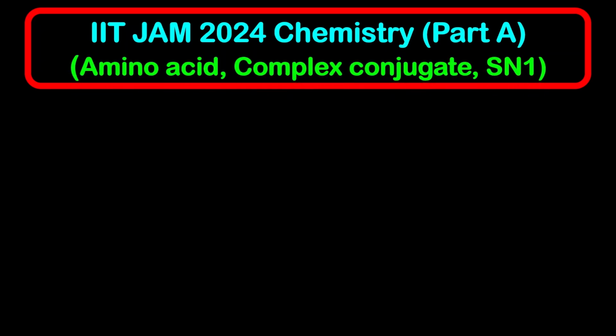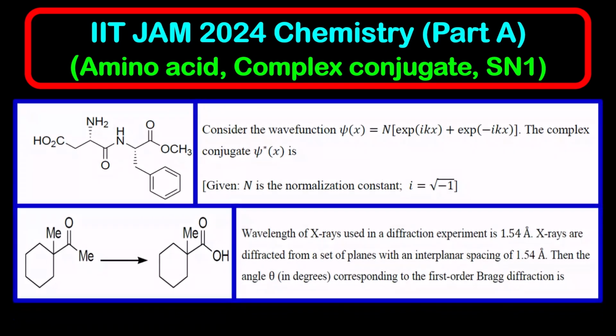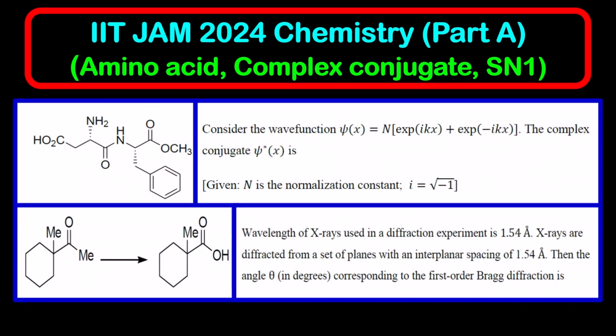Okay, so these are some of the topics that were asked in the first 10 questions. That is based on the structure of amino acid, how to find out the complex conjugate of a particular given wave function, and one question was based on SN1 reaction. So these are some of the questions that were asked.